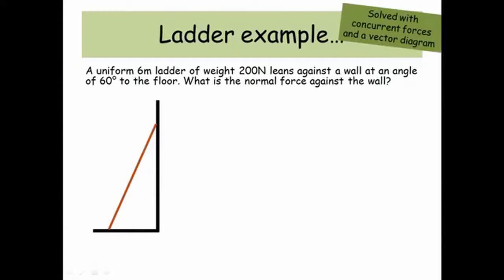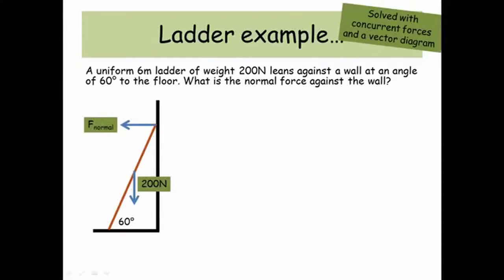Ladder example, solved with concurrent forces in a vector diagram. A uniform 6-meter ladder of weight 200 newtons leans against a wall at an angle of 60 degrees to the floor. What is the normal force acting against the wall? Okay, so it's 60 degrees, the ladder. Now, it's a uniform ladder, so the center of mass is going to be in the middle, and that's going to have a force of 200 newtons. That's the weight of the ladder.